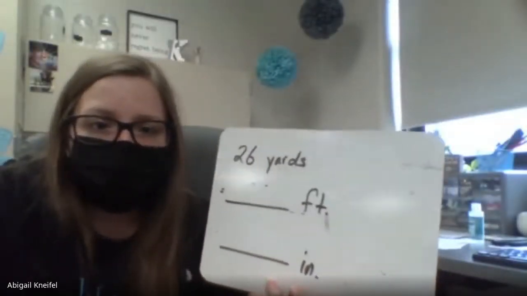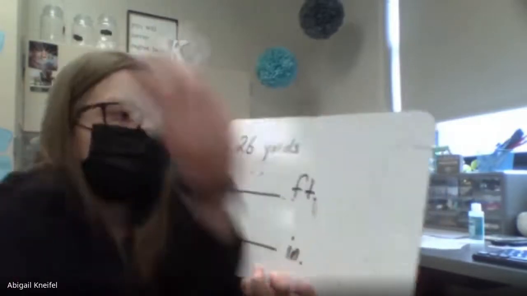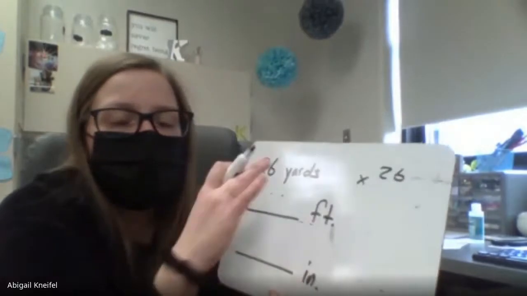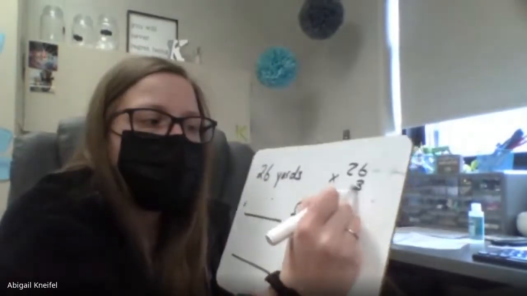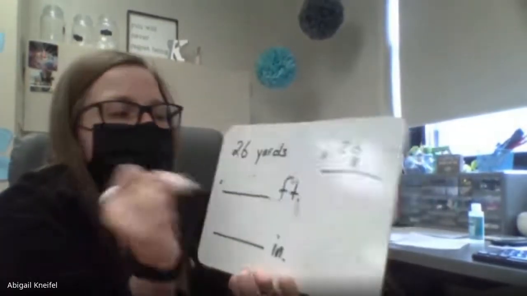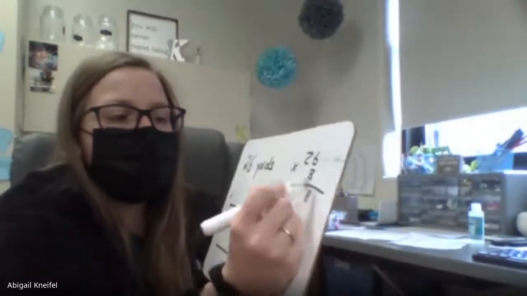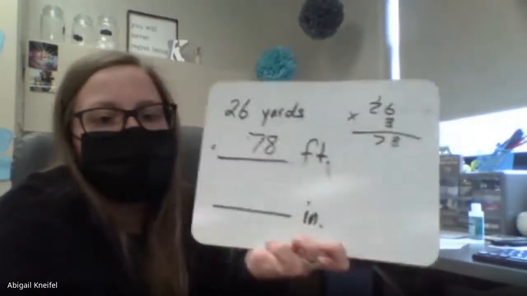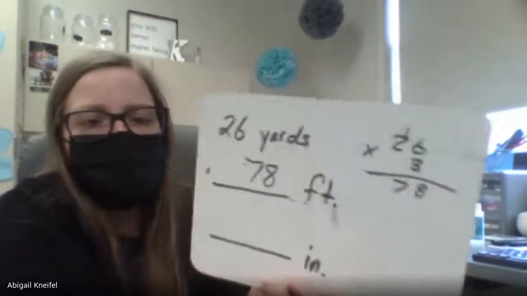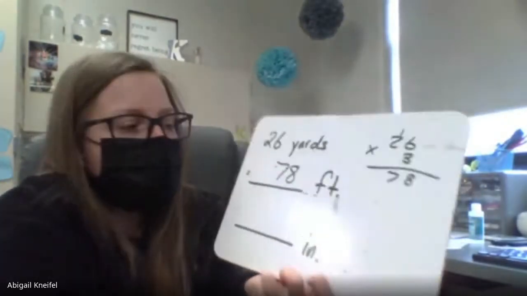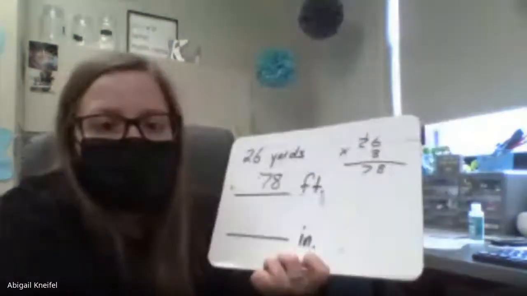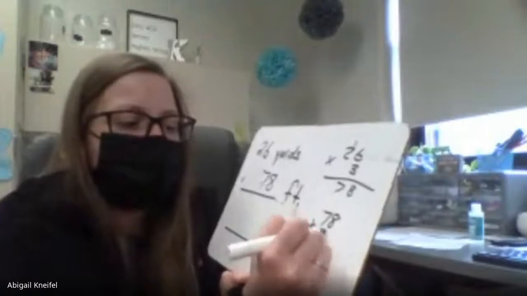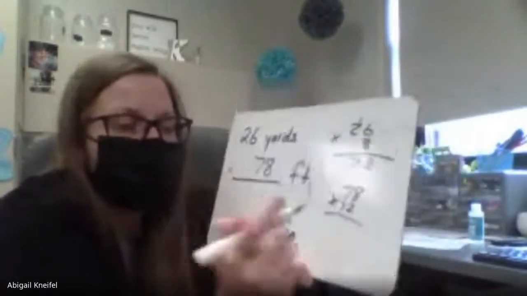All right. So just like the problems we already did, 26 yards into feet. Well, we know there are 3 feet in each yard. So we need to do 26 times 3, which is 78. So there are 78 feet in 26 yards. But now I want to know how many inches are in 78 feet. So that's 78 times 12, because there are 12 inches in each foot.